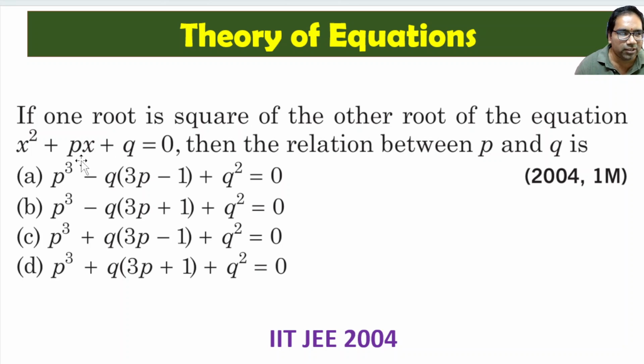What is that relation? We know the sum of the roots is minus b by a, that means minus p. If both the roots are alpha and alpha square, alpha plus alpha square is minus p, and alpha into alpha square, which is alpha cube, is equal to q. Basically, we have alpha plus alpha square and alpha cube. Using those two equations, we have to establish a relation. We have to eliminate alpha and get some relation between p and q.